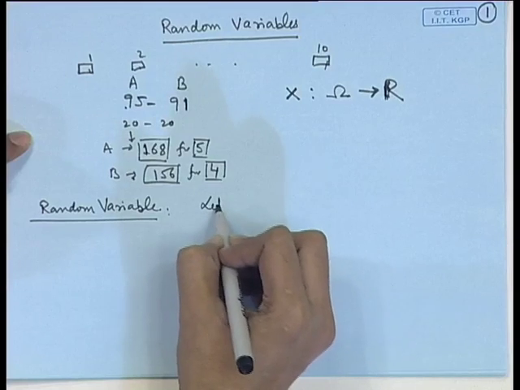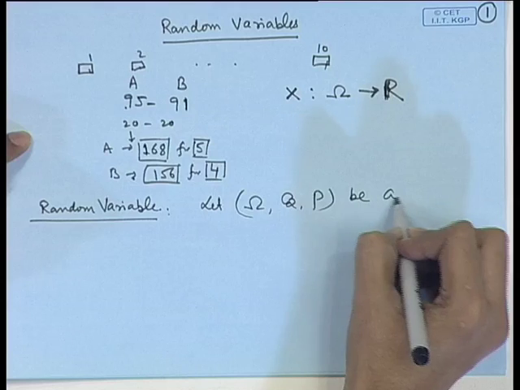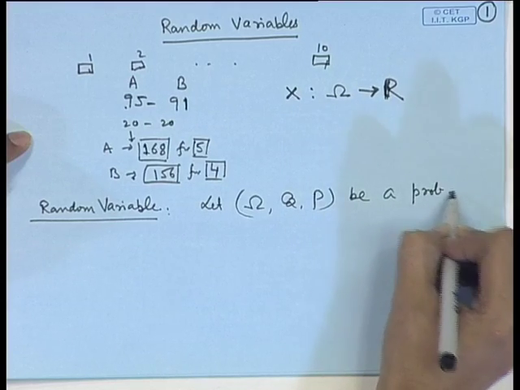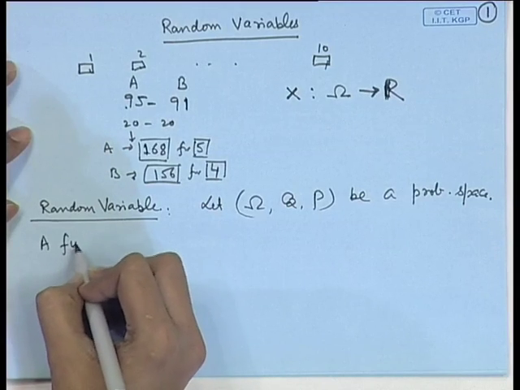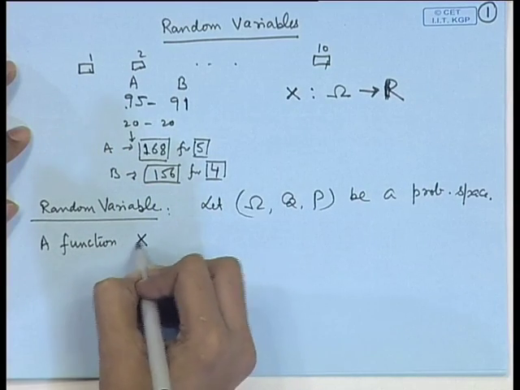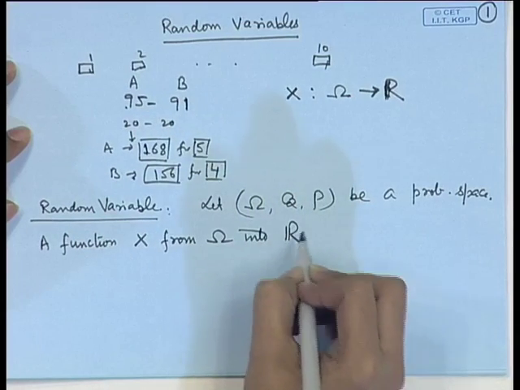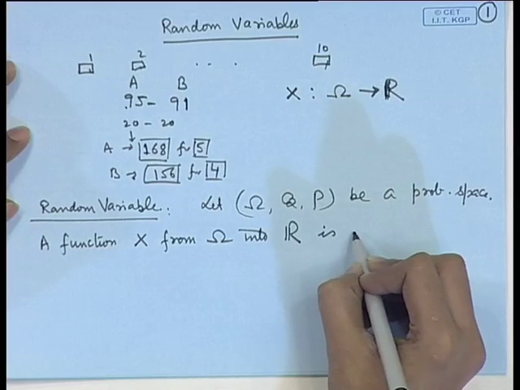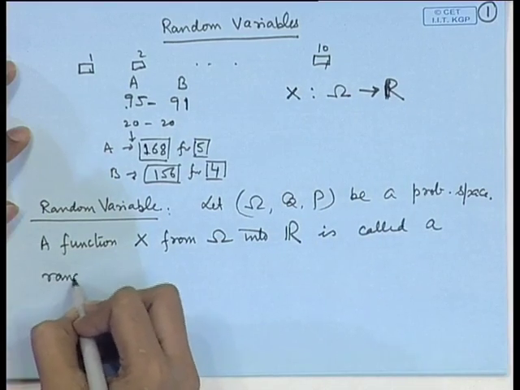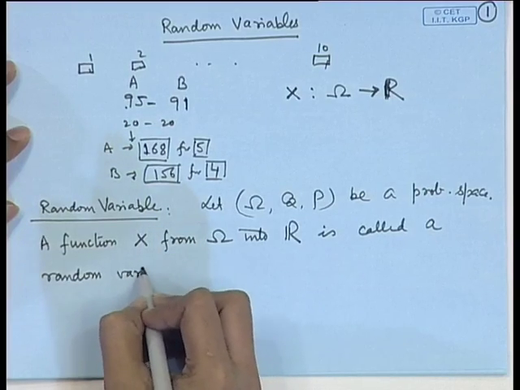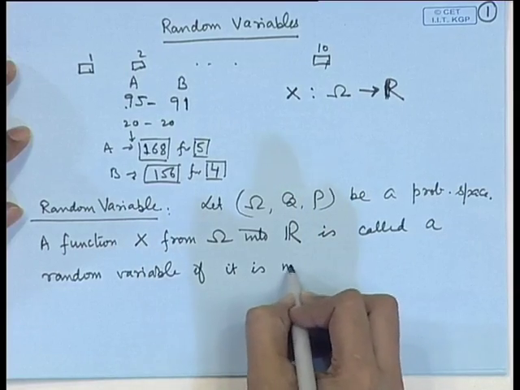So, let (Omega, B, P) be a probability space. A function X from Omega into R, R is the real line, is called a random variable if it is measurable.